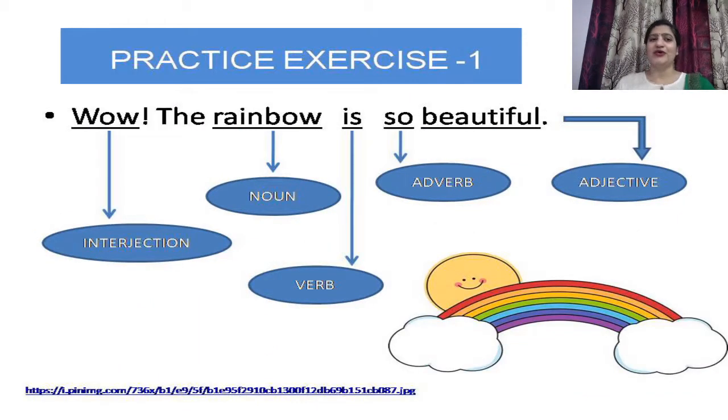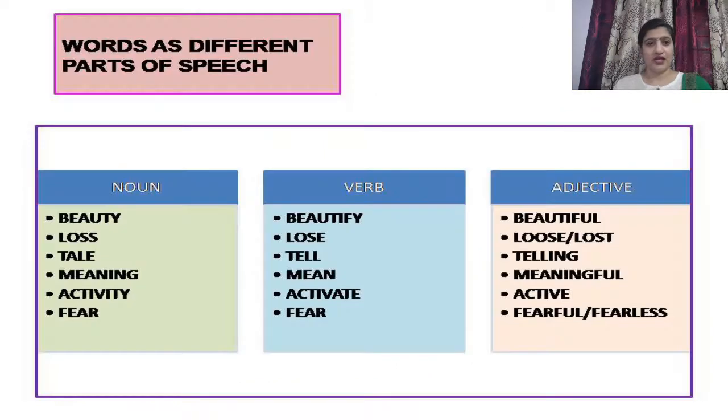Last sentence. Wow, the rainbow is so beautiful. Wow, followed by an exclamation mark. So it is an interjection. Rainbow, again a naming word, it's a noun. That it is beautiful is its quality. So beautiful is an adjective. How beautiful is it? That is being described by or answered by the word so. So so is an adverb. Is is a verb of state of being which describes the state of the rainbow.